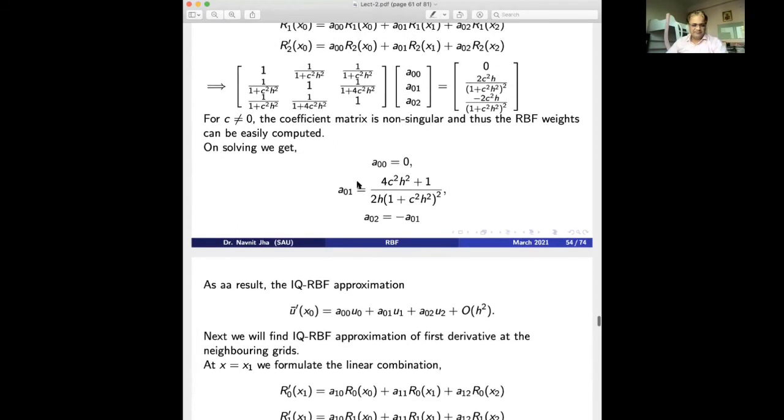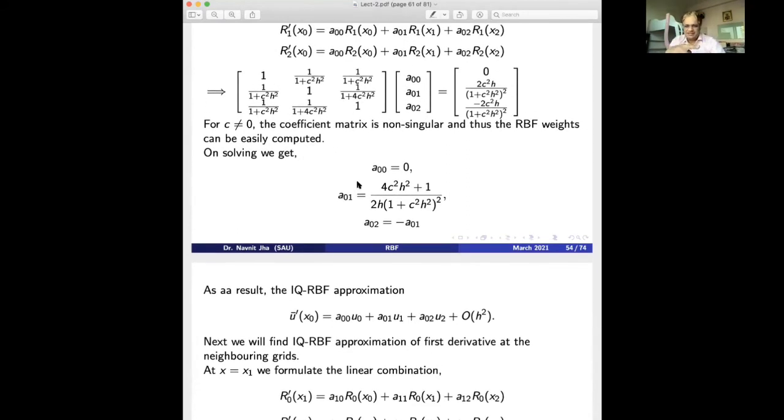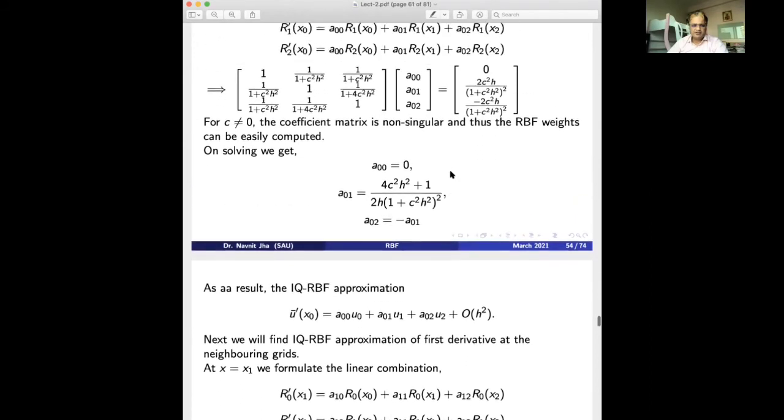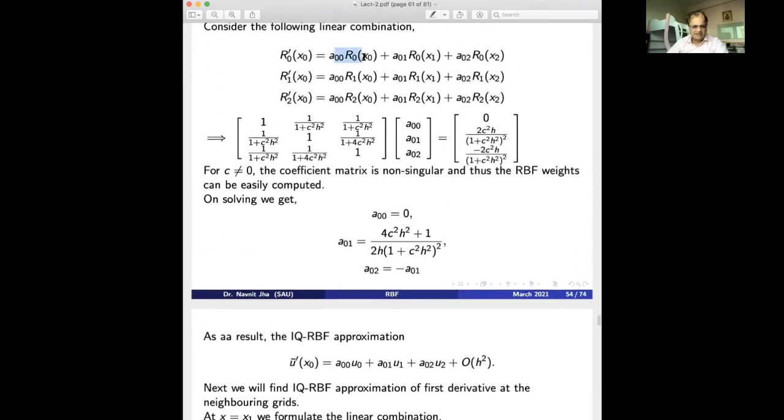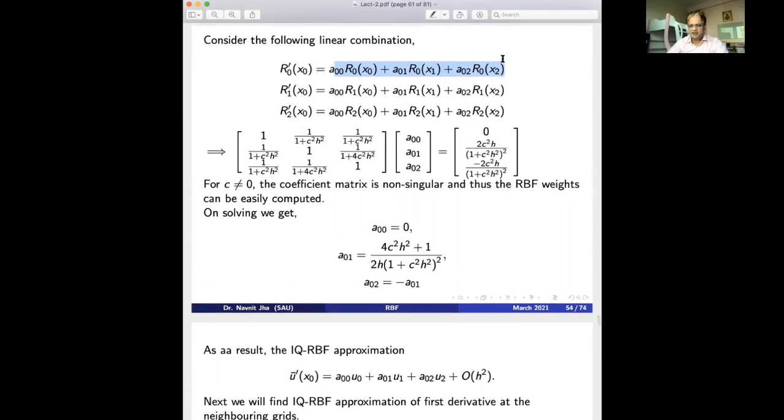So from here, I am going to move a little faster because it is exactly on the same line. The only thing is the RBF is different. So here I will calculate A00, A01, A02. I got it like this. So here in this linear combination, this is our linear combination equation. Here A00 U0. Here again A01 with r0 at x1, so here A01 U1, and A02 with r0 at x2, so here it is A02 U2.